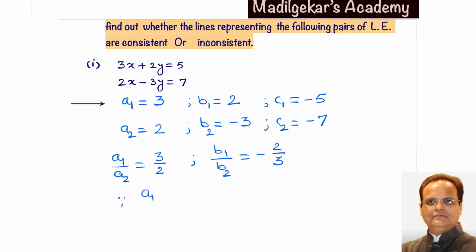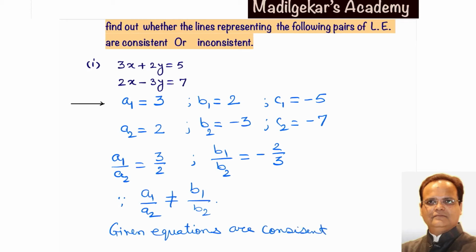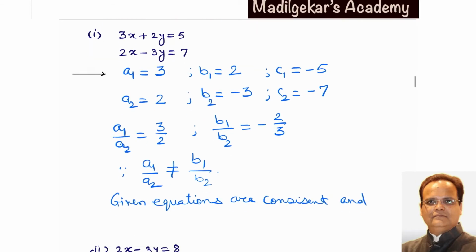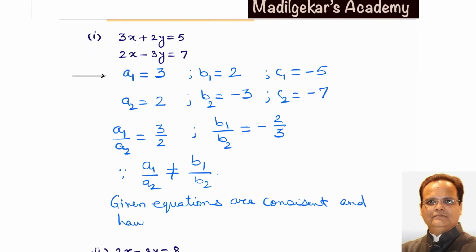Since A1 upon A2 is not equals to B1 upon B2, given equations are consistent and have unique solutions.